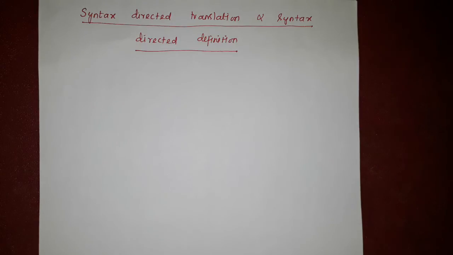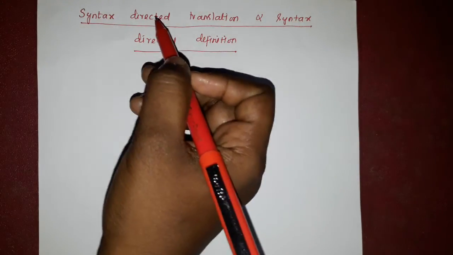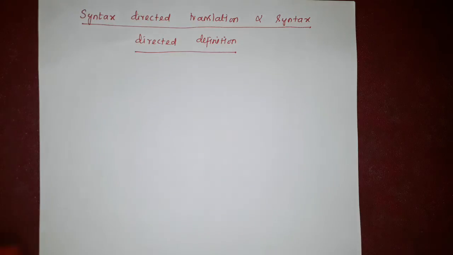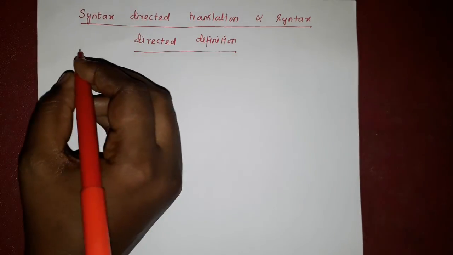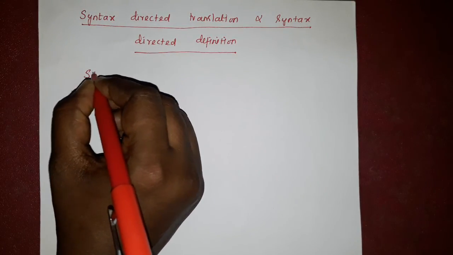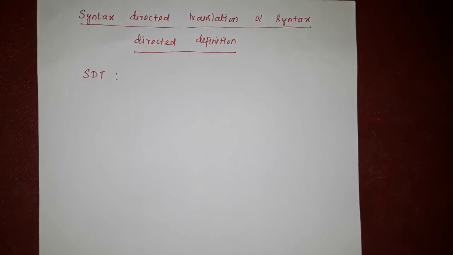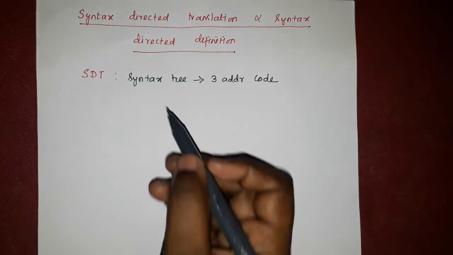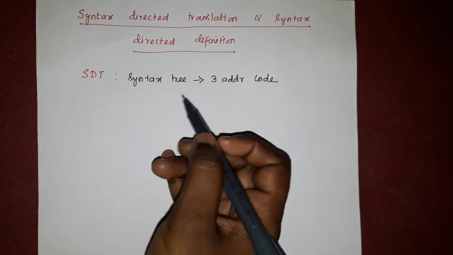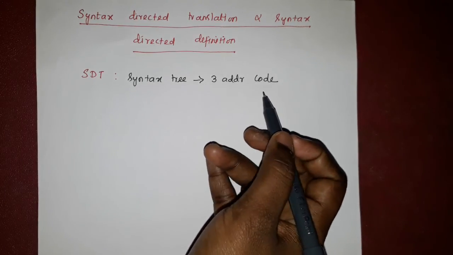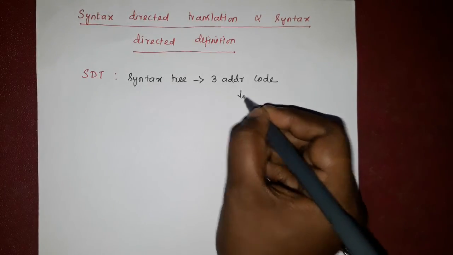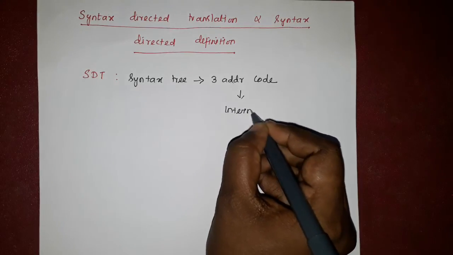Today I am going to deliver the lecture on syntax directed translation and syntax directed definition. First of all, what is syntax directed translation? It converts the syntax tree into 3 address code. 3 address code is a form of intermediate representation.